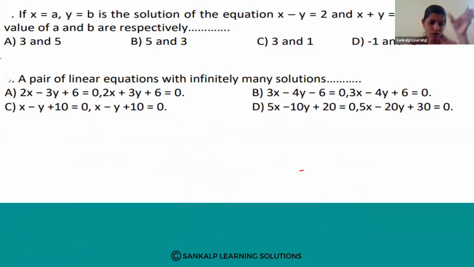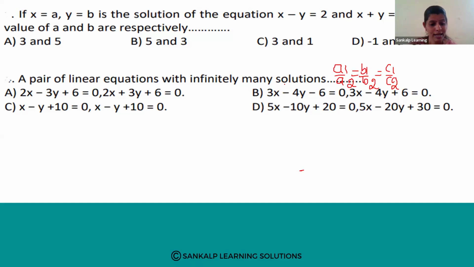When you solve and see all the equations, you will understand. First, we want infinitely many solutions. When will you get infinitely many solutions? When both the lines are coincident, then you will get infinitely many solutions. So for that, we need the condition a1 divided by a2 is equal to b1 divided by b2 is equal to c1 divided by c2.